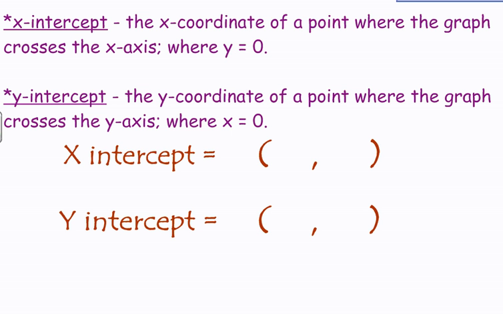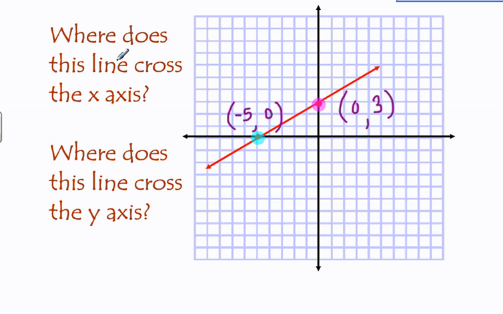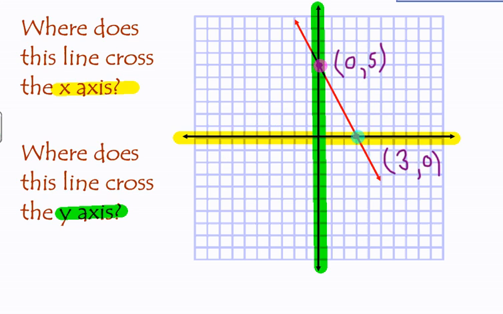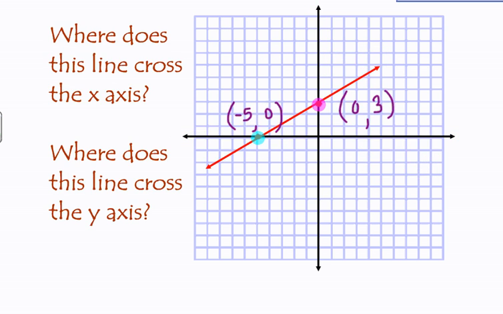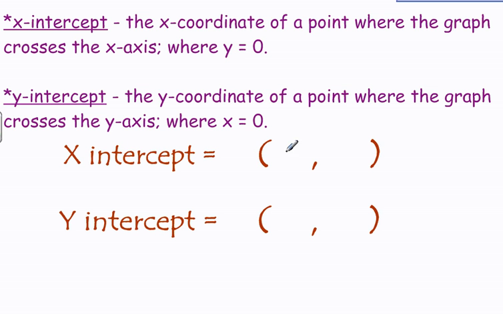The x-intercept is the x-coordinate of a point where the graph crosses the x-axis. And so if we go back and look at these again, the x-intercept is the one that crosses the x-axis. Look at this, -5, comma 0. And let's go back to the first graph, 3, comma 0. What do those 2 points have in common? The x-intercept has some value here, but the second number is 0 because it is where y equals 0.